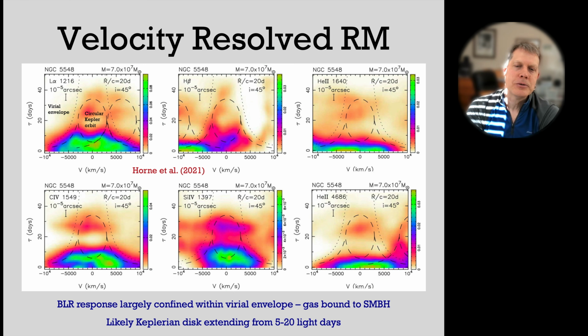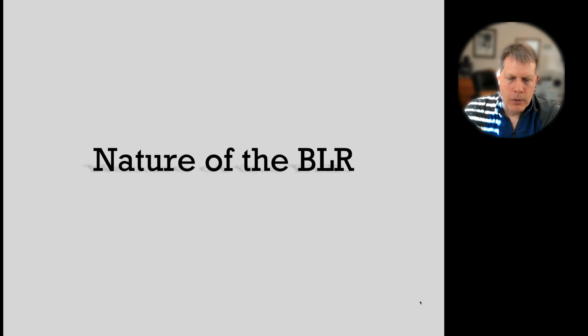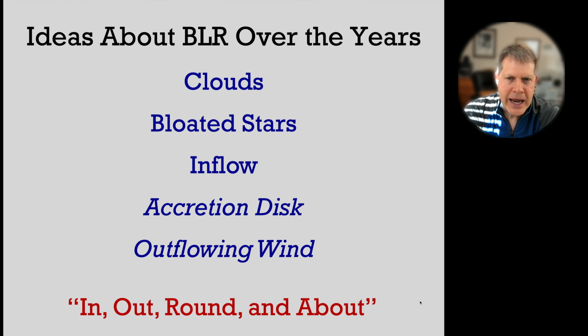So in this system, it appears that the BLR may be kind of like a Keplerian disk, although there are some complexities there which you can read about in the relevant paper. Okay, so now that we've talked about basic observational constraints on the BLR, and constraints coming from reverberation mapping, we have to say a little bit about the nature of the broad line region.